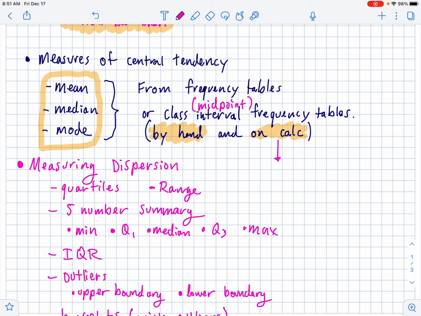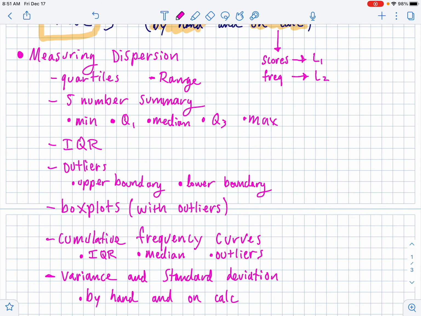Remember, if you're doing this on a calculator with a frequency table, the scores go into L1 and the frequency goes into L2. Then you have to be careful which model of calculator you're using, because an 83 doesn't have that nice menu that the 84 does, but there's still a way to do it with parentheses and commas. Ask me in class if you've never found the mean or anything like that from a frequency table, and I'll show you how to punch it into your calculator.